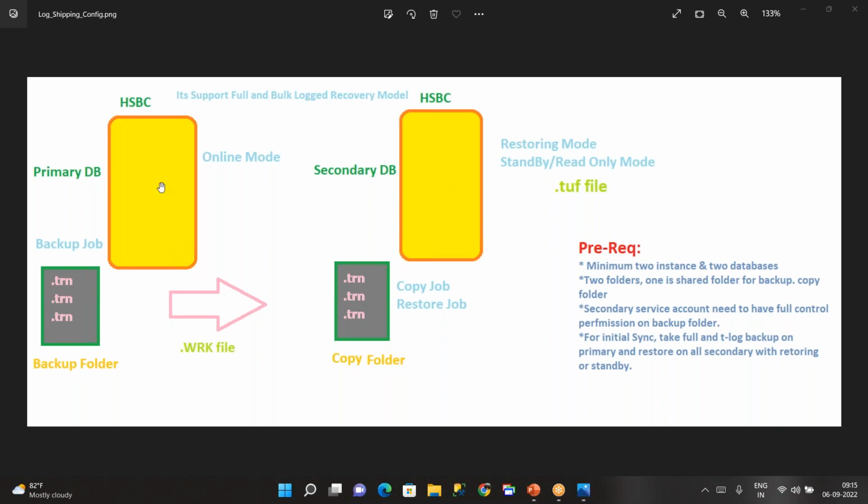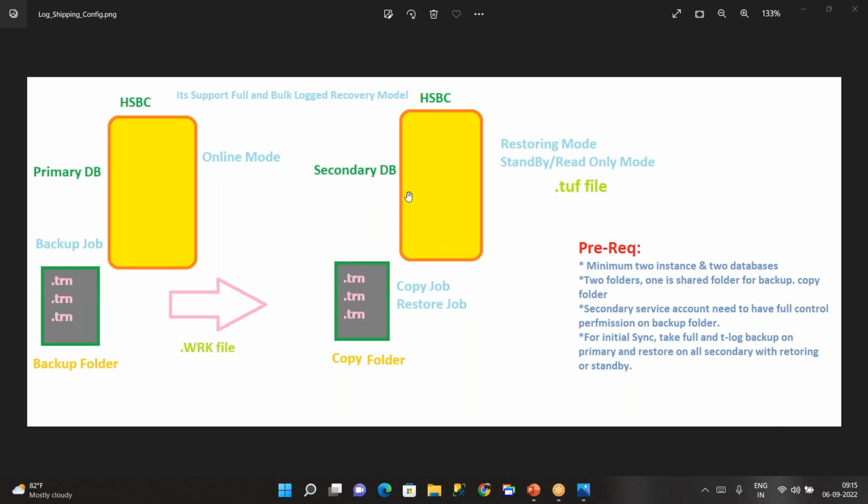When you configure log shipping, what exactly is happening in the backend? It is creating four jobs: backup job, copy job, restore job, and alert job. In the primary it creates the backup job and alert job. In the secondary it creates the copy job, restore job, and alert job.